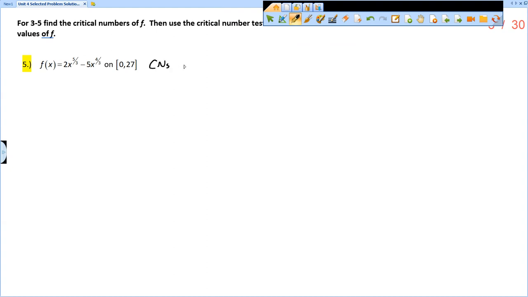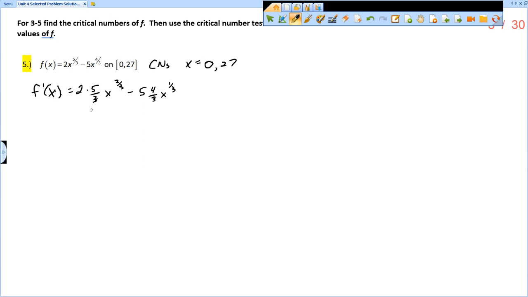So your critical numbers starting off are going to be endpoints 0 and 27, of course. Now, we need to find f prime and determine where it is either 0 or undefined on the interval 0 to 27, so in between 0 and 27. So we're going to find the derivative. The derivative of 2 times x to the 5 thirds: 2 times the derivative of x to the 5 thirds is 5 thirds x to the what? Remember, you subtract 1, so x to the 2 thirds power. Then minus 5 times the derivative of x to the 4 thirds, so that would be 4 thirds x to the 1 third.